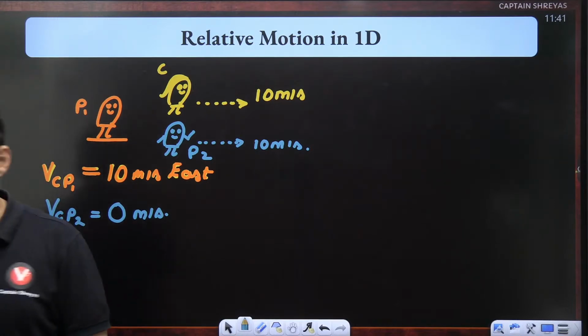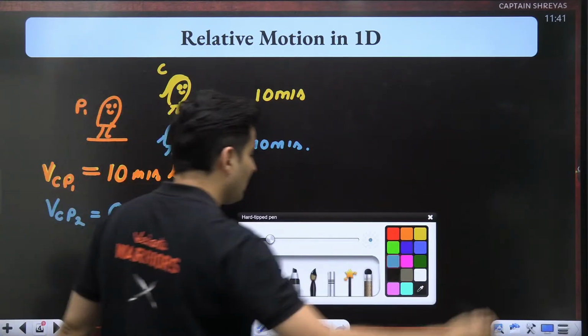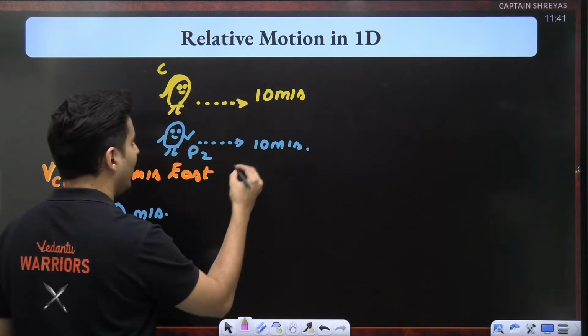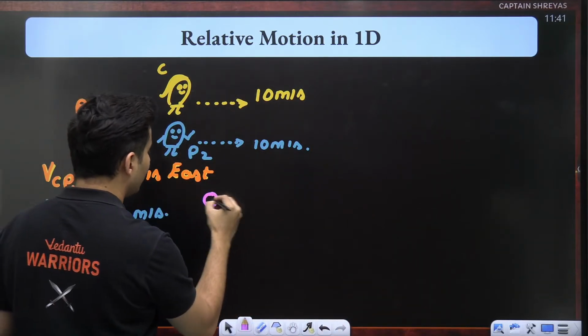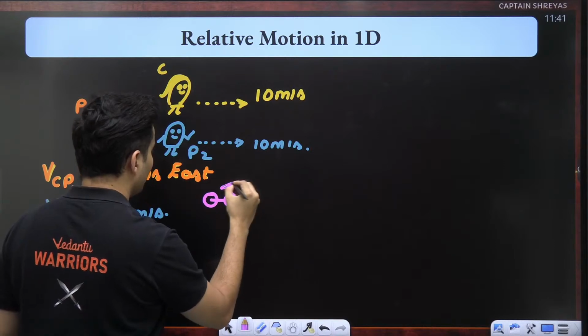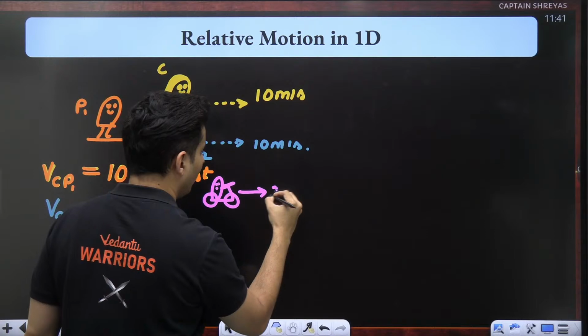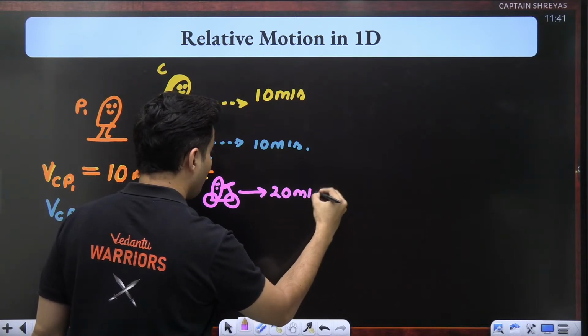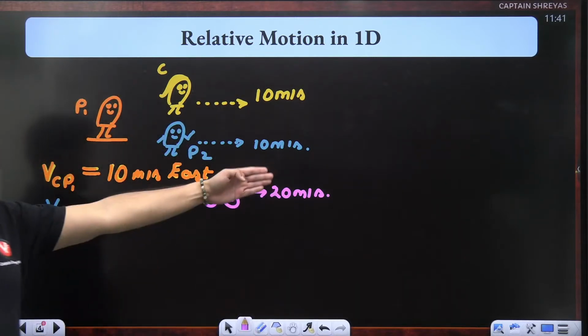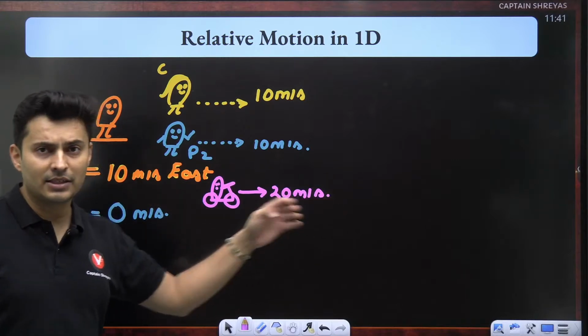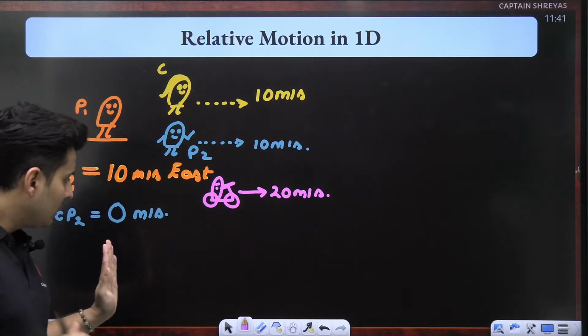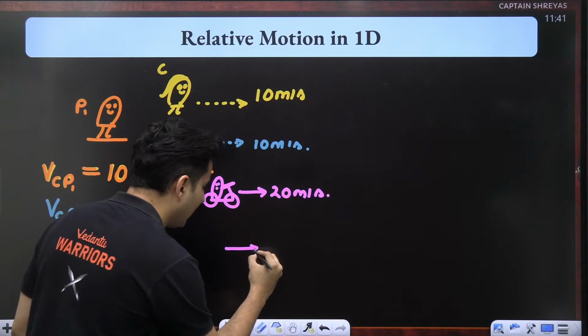Agree or disagree? Imagine now comes more competition, and then you have another Pandu over here who is going on a bike. There is a Pandu over here, and he is going on a bike with a speed of 20 meters per second, like this. In 1 second, Champa goes 10 meters.